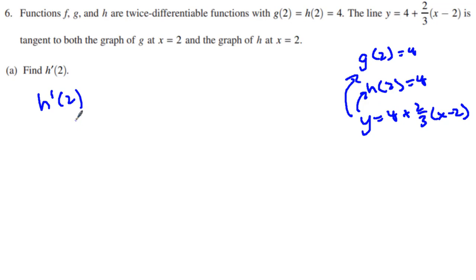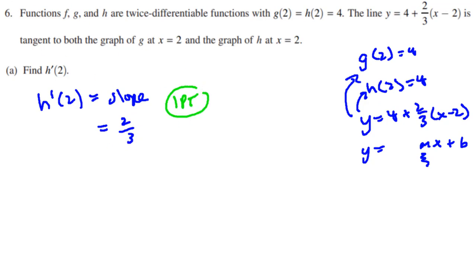So we want to know the slope of the tangent line of h. If y equals 4 plus 2/3 (x minus 2) is the tangent line, then think of that in y equals mx plus b format. What is the slope of the line? The slope is equal to 2/3, and that part a was worth 1 point. Nothing harder than that, just finding the slope of the tangent line, which is the definition of a derivative.